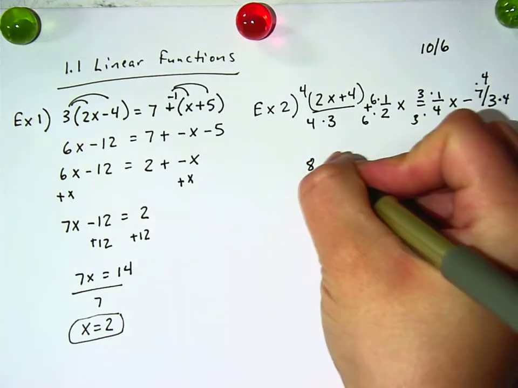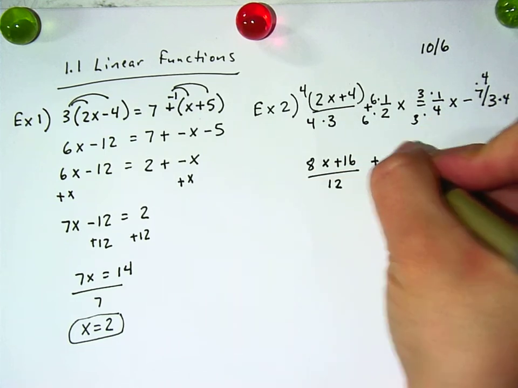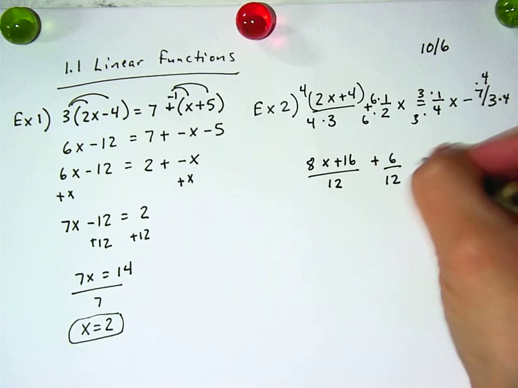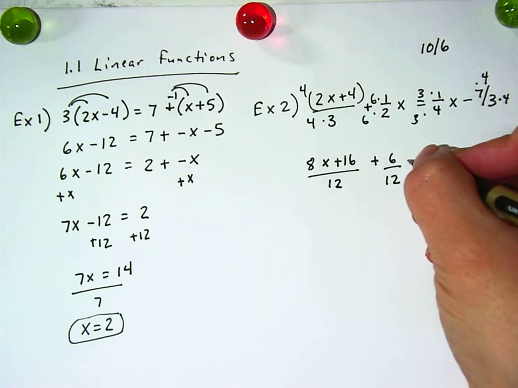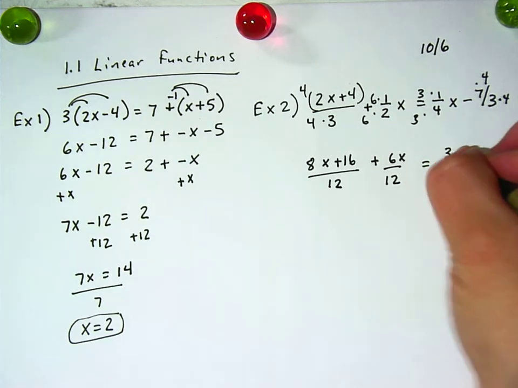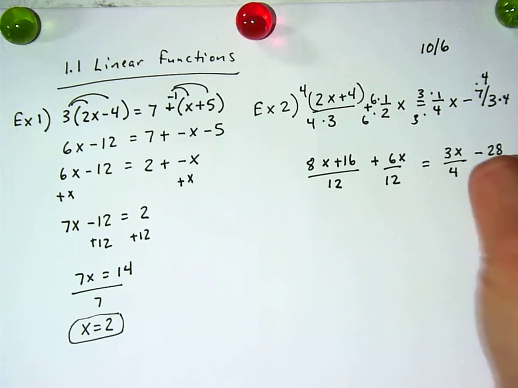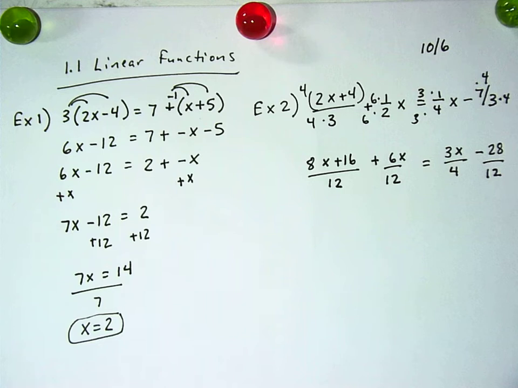So if I distribute it, I get 8x plus 16 plus 6 over 12. X, right? Yeah. And that equals 3/4 x, or 3x over 4, minus excuse me, 28 over 12. Oops, and that one should be over 12 too. Where did I put my... Probably downstairs. That's not good. Well, I guess I'll just scratch it out for now.